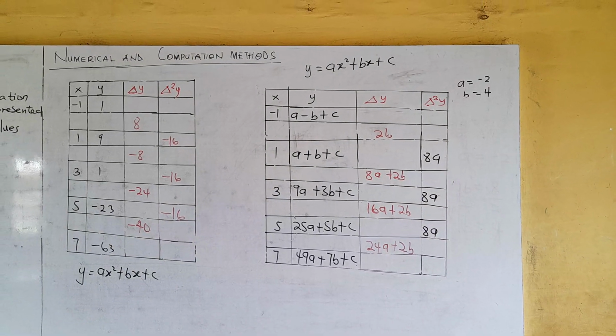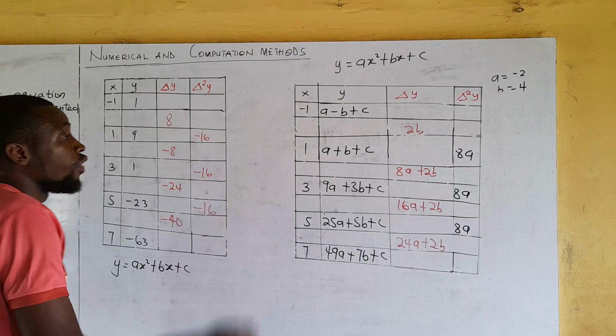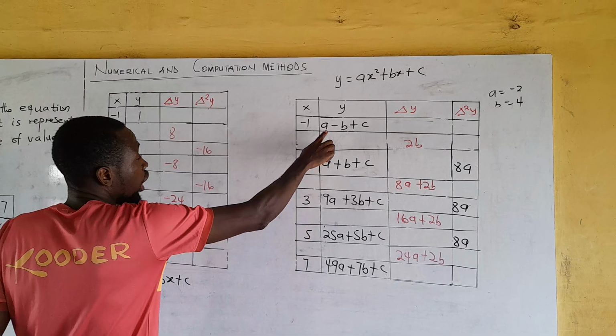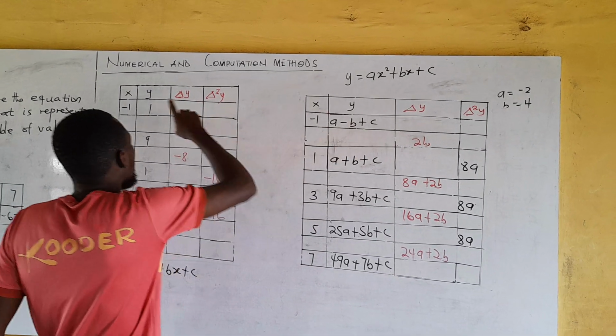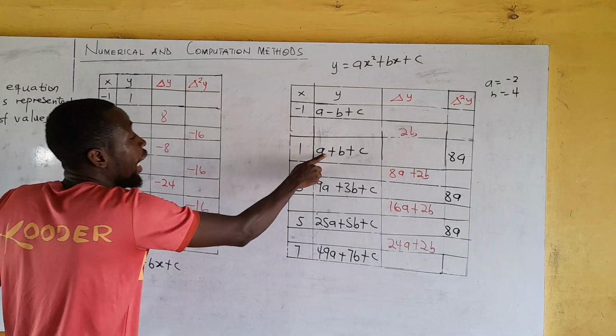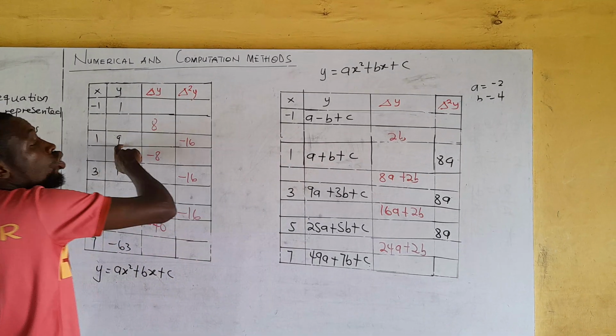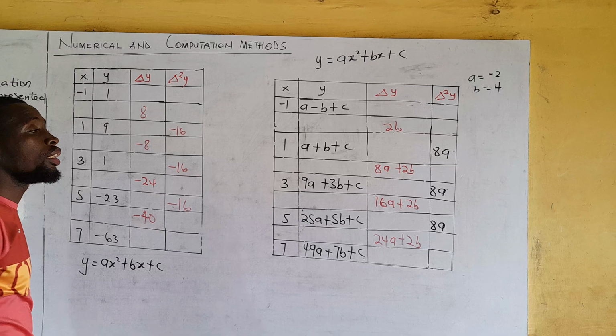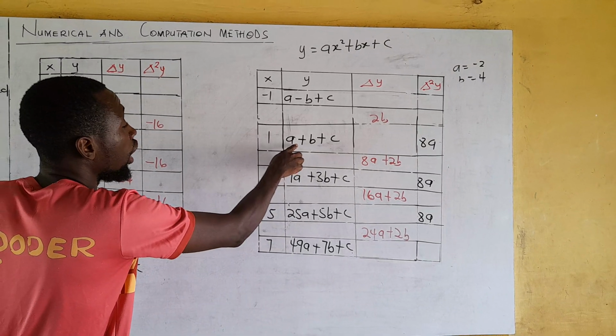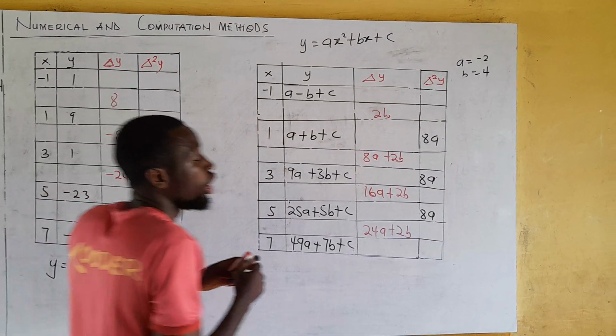So now we want to find the value of c. How do we know the value of a and b? So we know that a minus b plus c is equal to 1, or a plus b plus c is equal to 9. Any one you pick, you get the same value. So I want to pick a plus b plus c equal to 9.